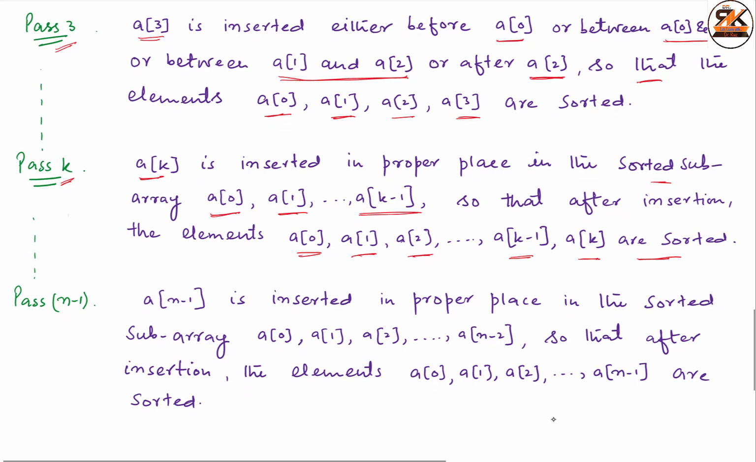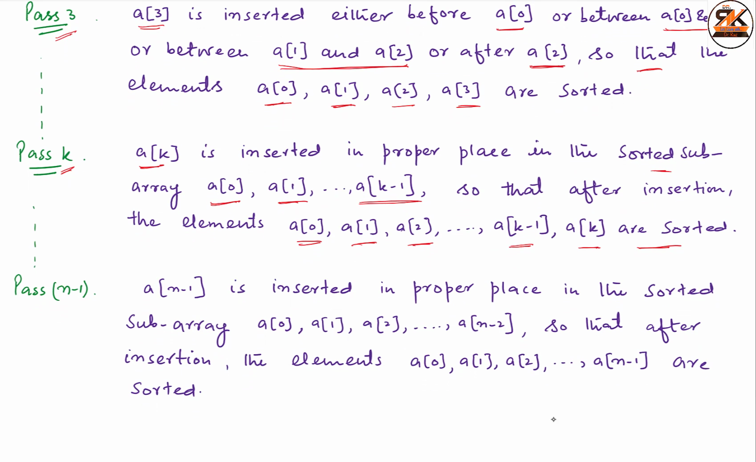And similarly, when we reach the last element, we take the last element out of the unsorted list and insert it in the proper place in the sorted subarray, which is a0, a1, a2 up to an minus 2, so that after insertion of this element an minus 1, the final list, that is a0, a1, a2 up to an minus 1, is a sorted list.